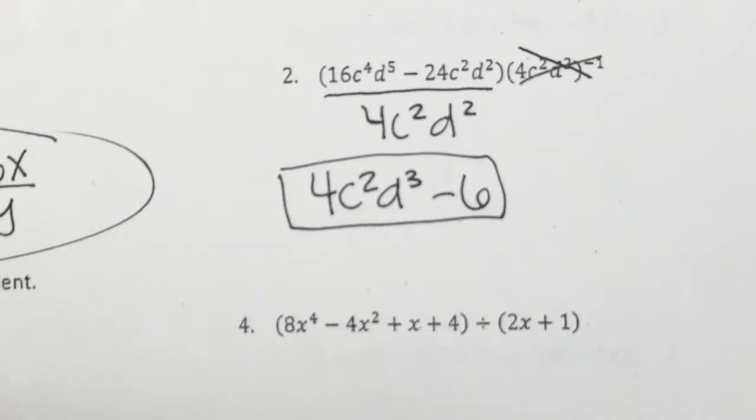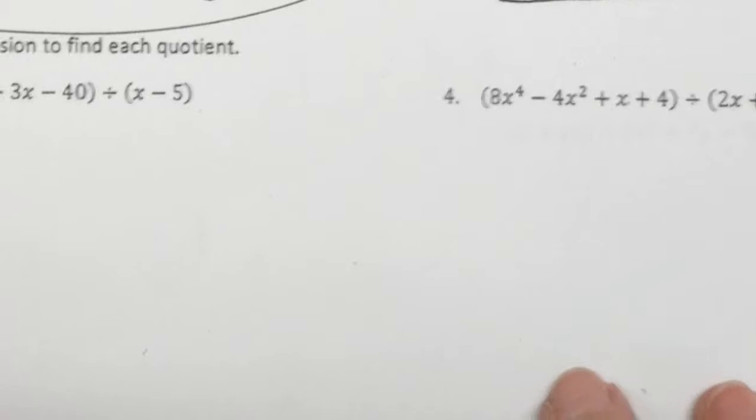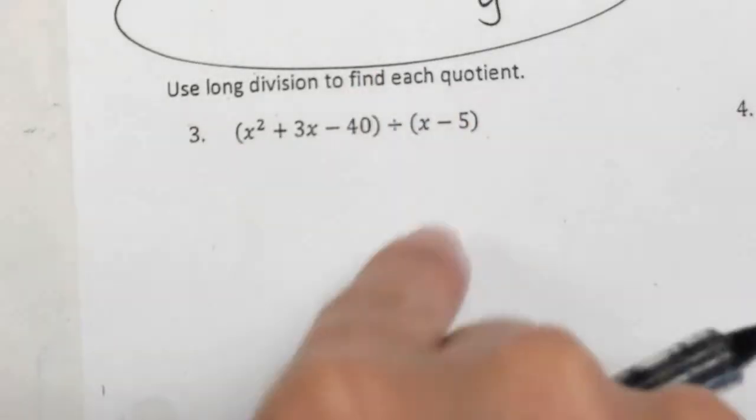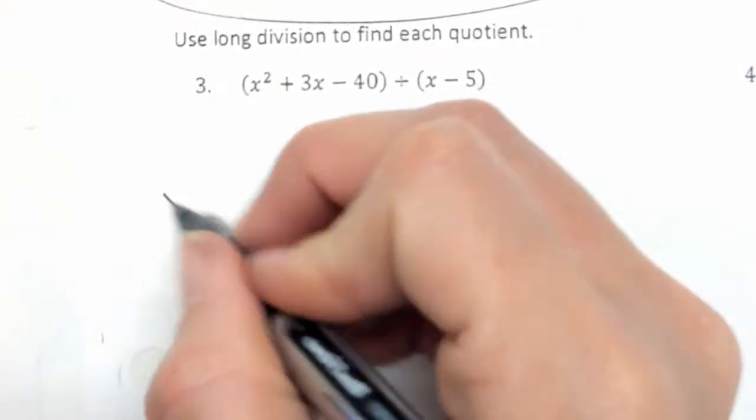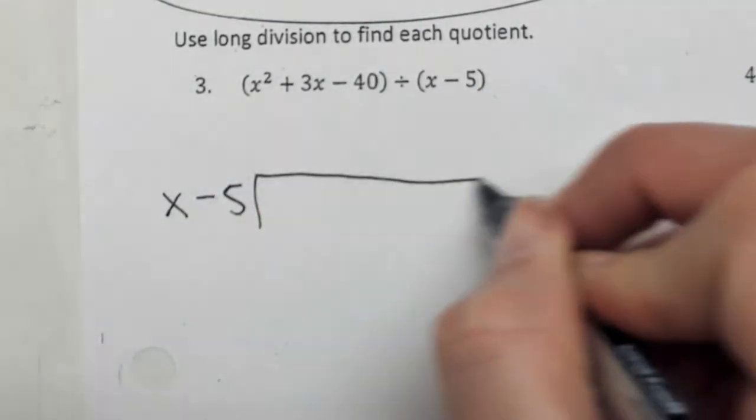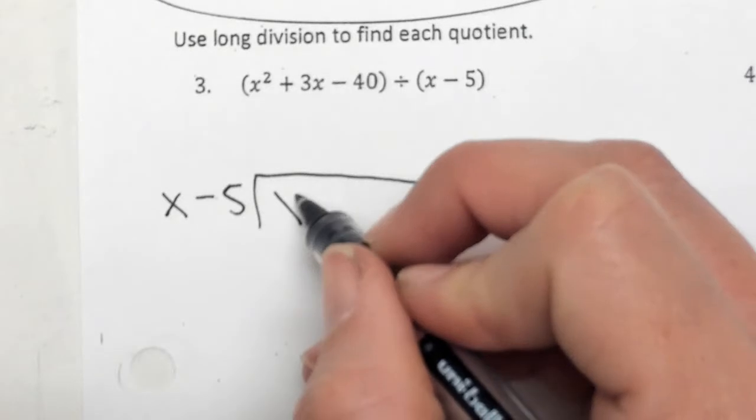Good. So we only do that when there's things in common. If you look at this next one, these don't have something all in common, correct? Besides maybe like 1. So this is where we use long division. Alright, what would go on the outside? Just like this 6 here, what would go on the outside here? X minus 5. Inside?